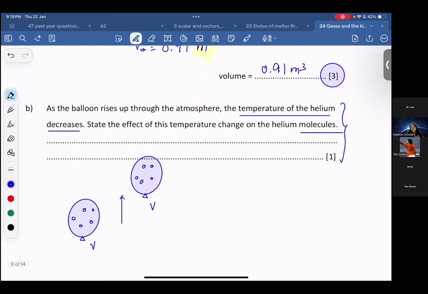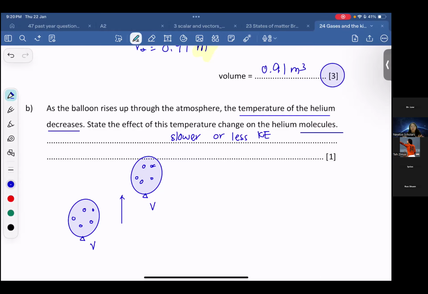Okay, but the next question here, they're mentioning the temperature. As I told you, if I study temperature and others, the rest of the variables have to be fixed. So here, the volume is the same. They're just asking what happened to the molecules inside. The molecules will actually move slower, or we say it will have less kinetic energy. So this is not related to Boyle's law.